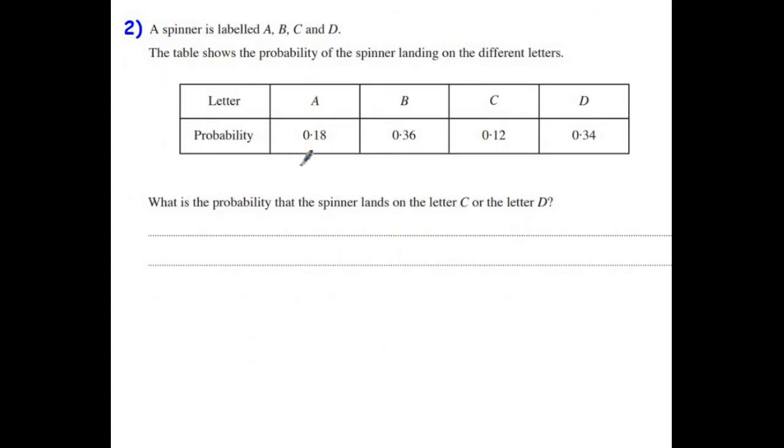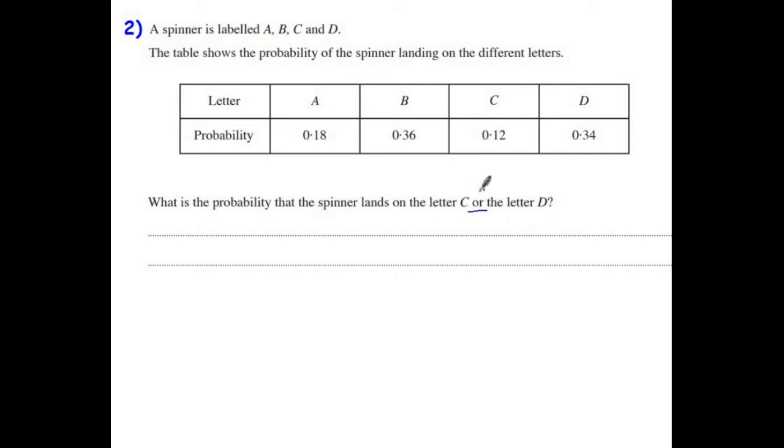Our next example is a GCSE past paper question, and it says a spinner is labelled A, B, C and D, and the table shows the probability of the spinner landing on the different letters. So the probability of A is 0.18, the probability it lands on B is 0.36, the probability it lands on C is 0.12, and the probability it lands on D is 0.34. Now the question asks, what is the probability that the spinner lands on the letter C or the letter D?